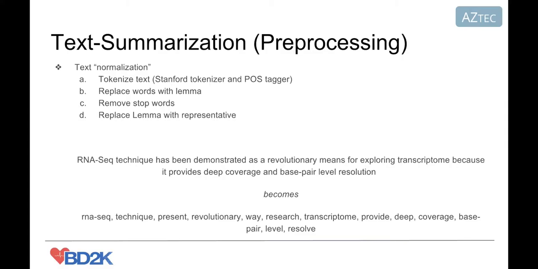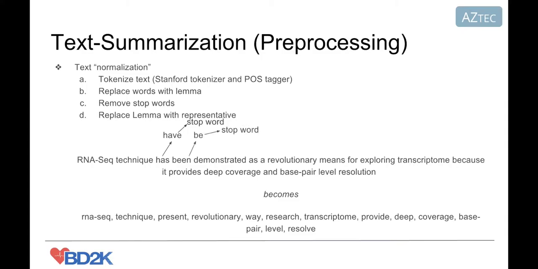Yeah. So I'll go over a quick example of how this tokenization works. The sentence: RNA-seq technique has been demonstrated as a revolutionary means for exploring transcriptome because it provides deep coverage and base pair level resolution. In this case, the word has been replaced by its lemma, which is have, and it is removed because it is a stop word. So it's a very common word in the English language.